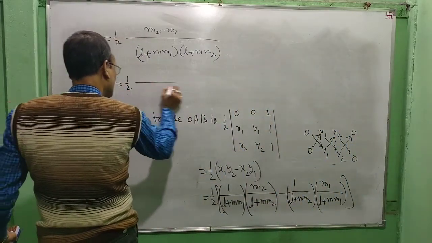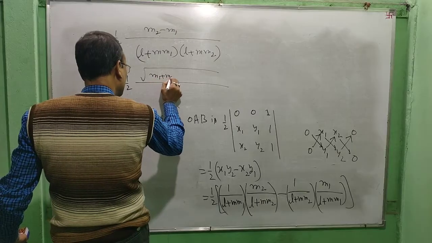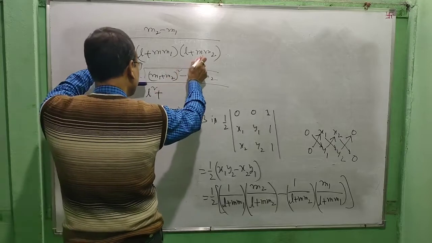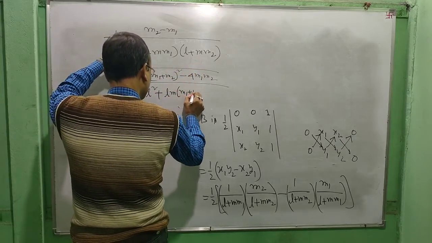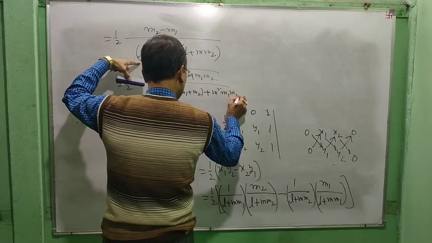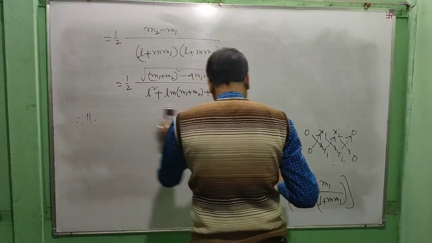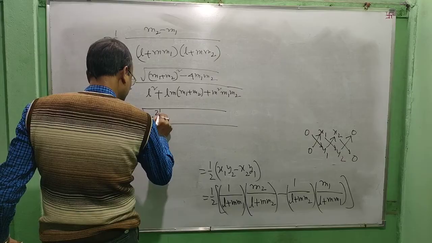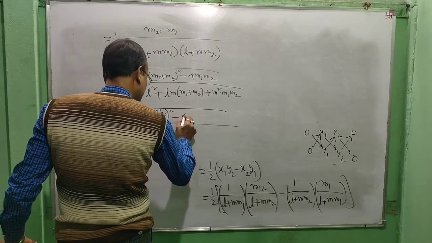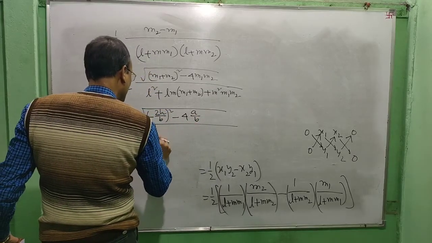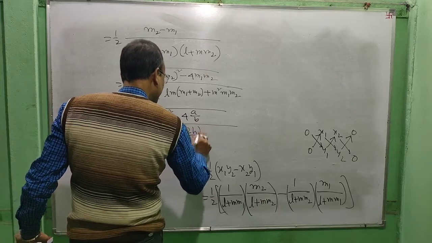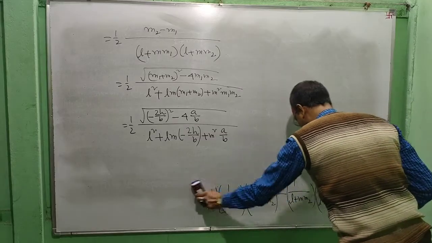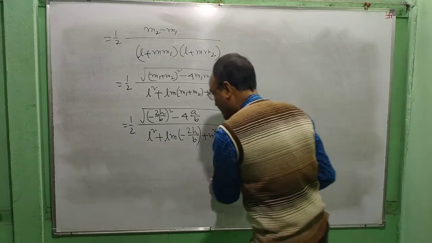This is equal to half into, for this you may write, m1 plus m2 whole square minus 4 m1 m2, divided by L square plus Lm into m1 plus m2 plus m square m1 m2. You may write like this. This is equal to half root over minus twice h by b whole square minus 4 a by b, divided by L square plus Lm into minus twice h by b plus m square into a by b. You may write like this.